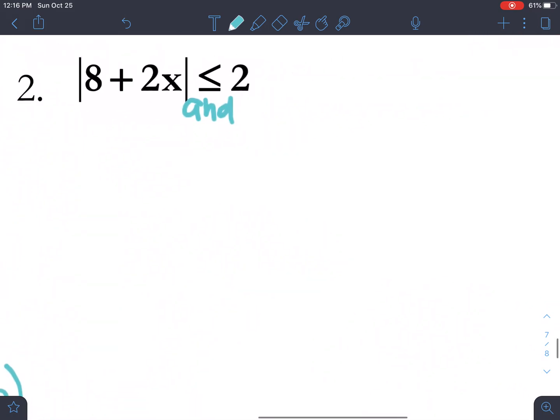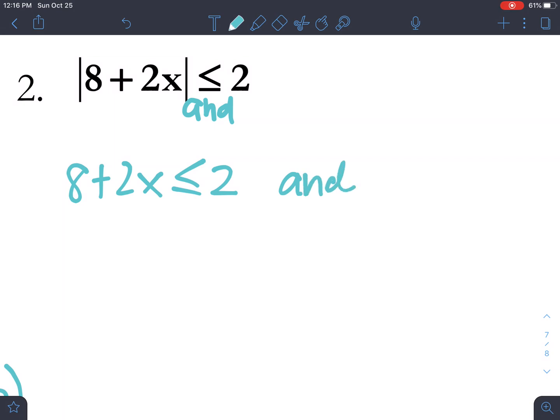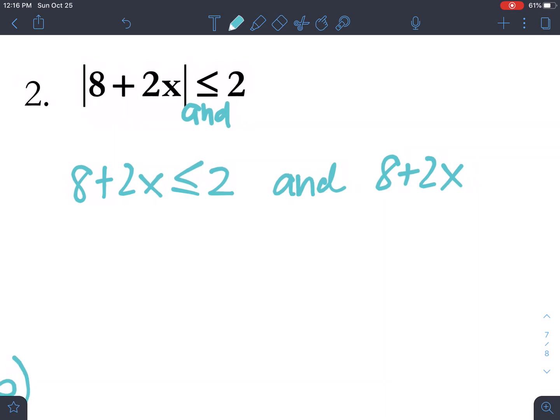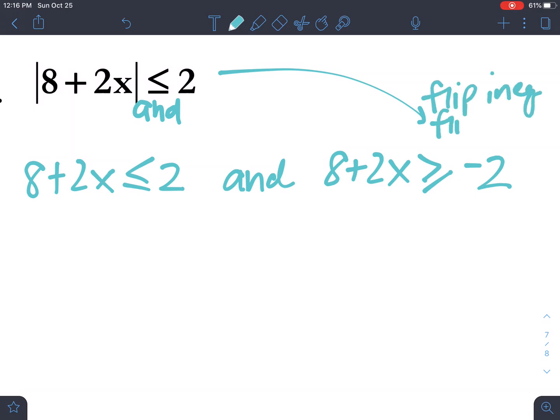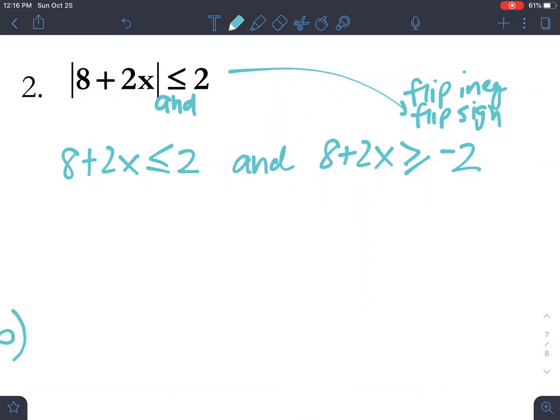All right, so let's try this out. 8 plus 2x is less than or equal to 2. So you write it exactly as it is with no absolute value. And because it was less than, I'm going to flip, flip. So again, flip the inequality and flip the sign. So I had a negative and I flipped this to be greater.